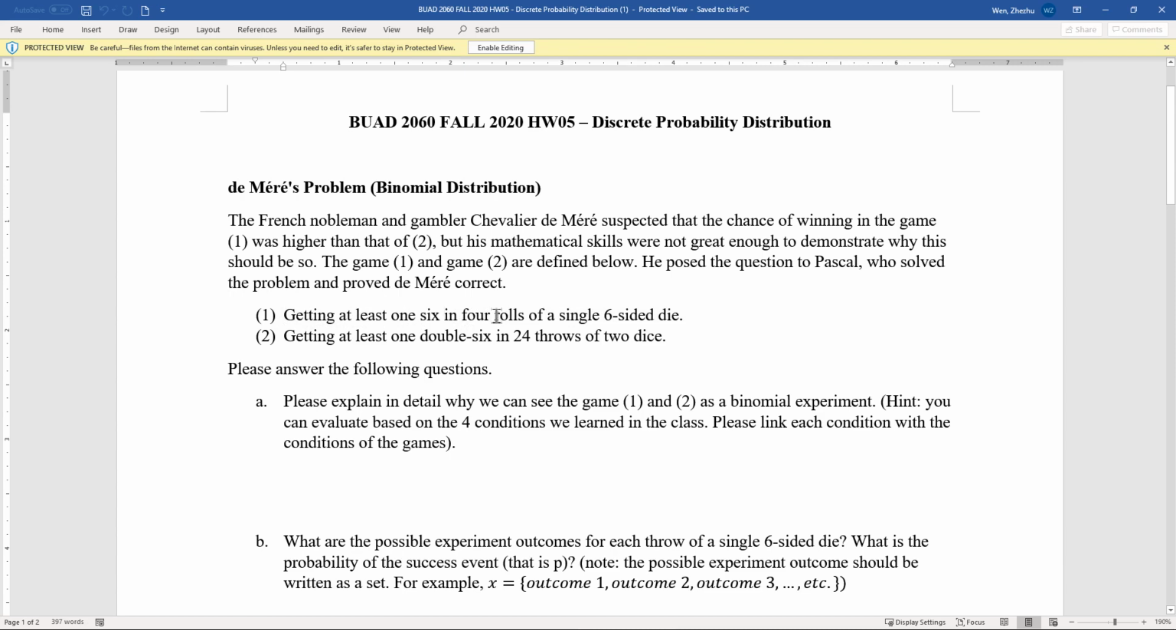Okay, so the rule of the game here is very clear. In the first game, you're throwing one die for 4 times. Here you're throwing 2 dice and you throw them 24 times. You win if at least one 6 comes up in the first game. You win if at least one double 6 comes up in the second game. Through his experience, the Chevalier de Mere discovered that game 1 actually has a slightly higher chance of winning, but he cannot quite establish why.